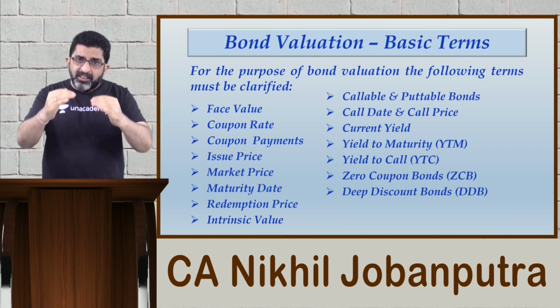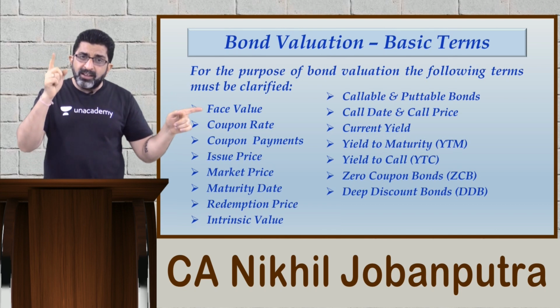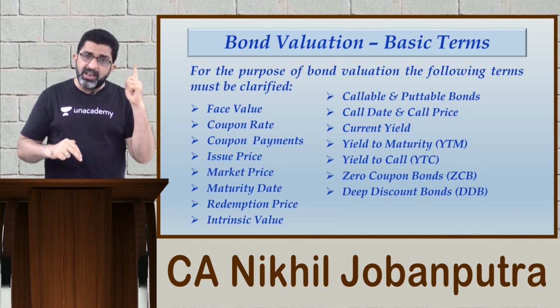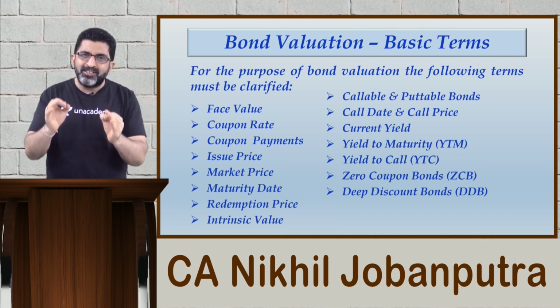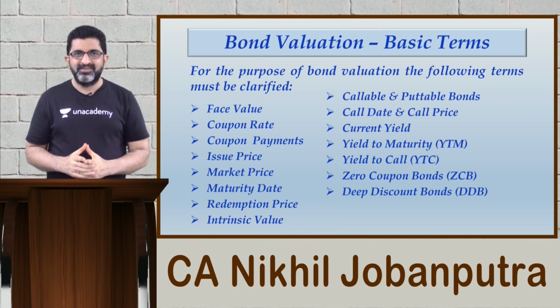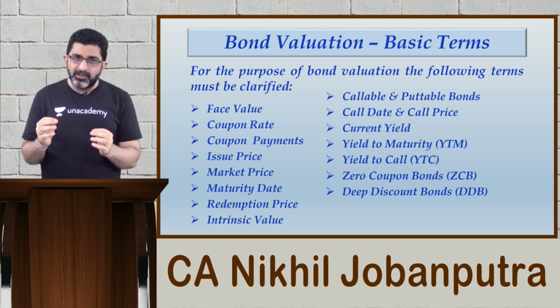They may be issued at a substantial discount but redeemable at par. When a zero coupon bond is issued at a substantial discount but redeemable at par, that is known as a deep discount bond. So friends, I am sure you are getting clarity with these terms.